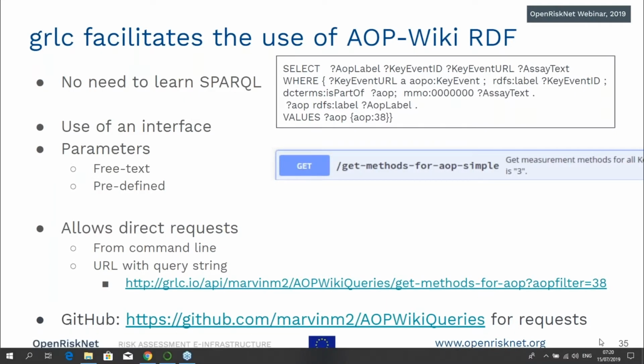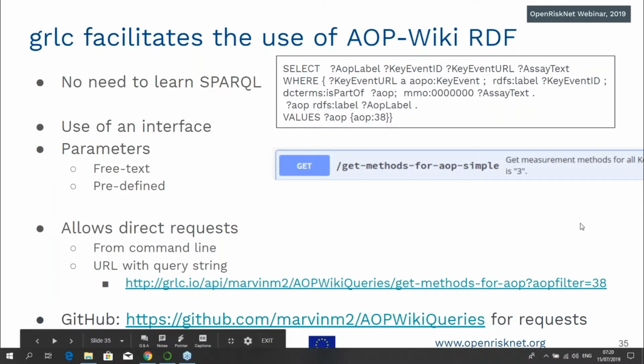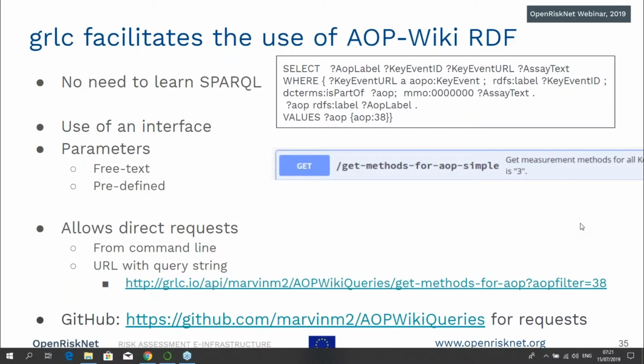As shown before, there are two ways of querying the database, using the RDF. But we also presented grlc, which is a tool that builds the API on top of your SPARQL queries. The advantage of using this tool is that there's no need to learn the SPARQL query language, as shown in the first little figure, which we used for extracting all of the methods for a particular AOP, in this case number 38.